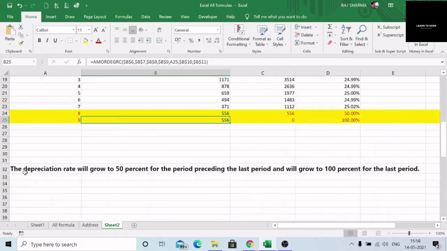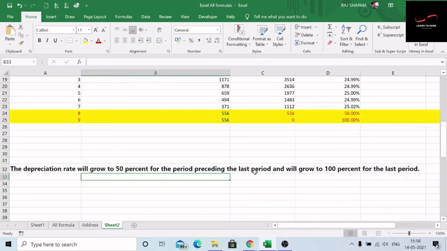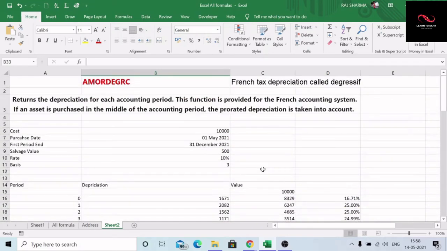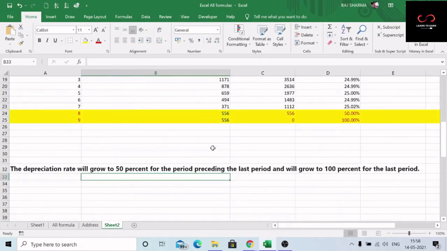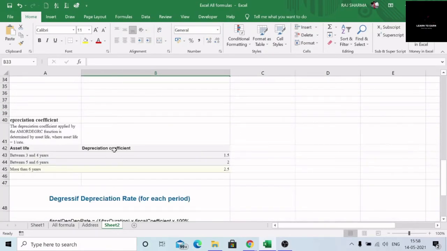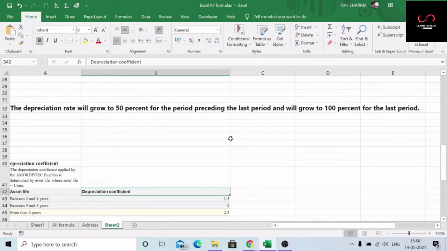This has been written here also. The depreciation rate will grow to 50% for the period preceding the last year and will grow to 100% for the last year. Now in this formula we are considering one important aspect of depreciation, that is the depreciation coefficient. What is depreciation coefficient? The depreciation coefficient applied by the following function is determined by asset life. Now what is the asset life we have taken here?